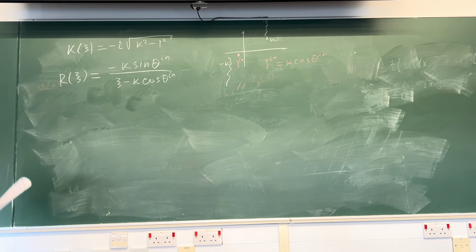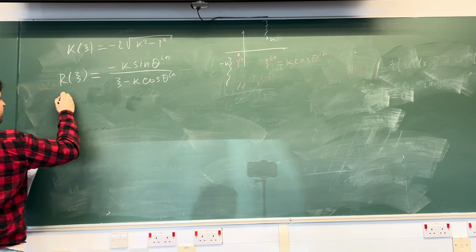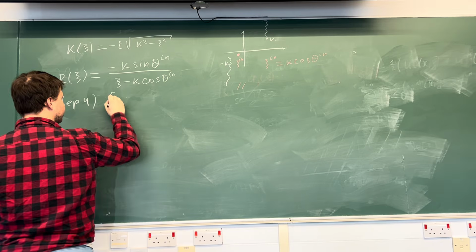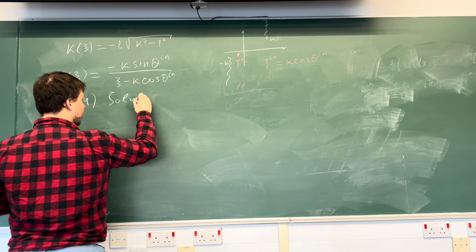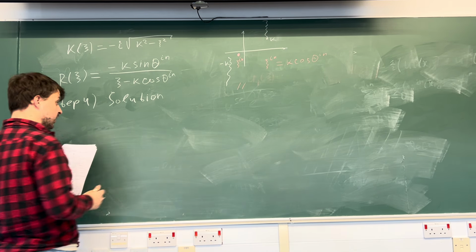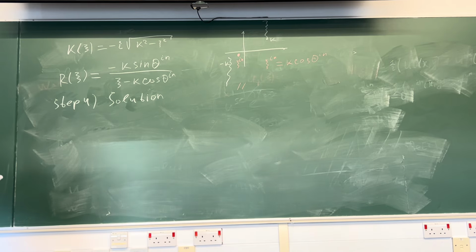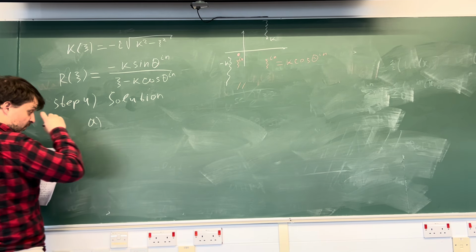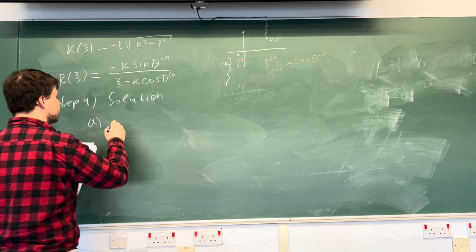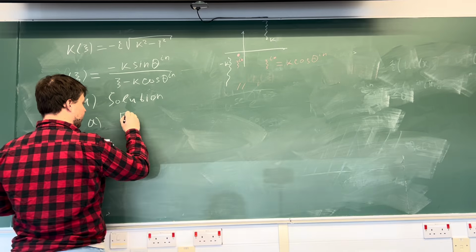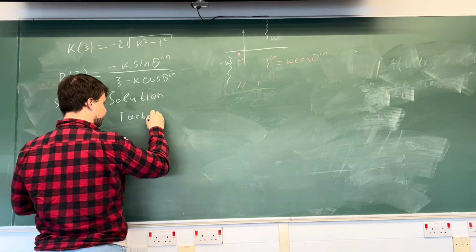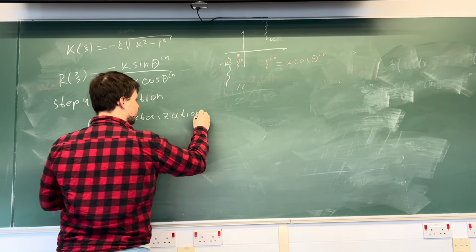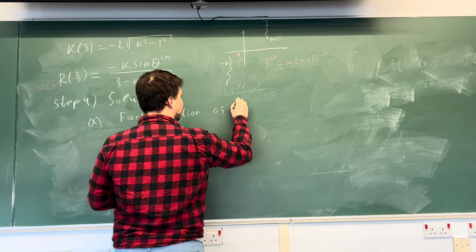I don't remember everything. Step 4, solution. The solution is done also in 3 steps. So we have A. We need to factorize the kernel. Factorization of K.